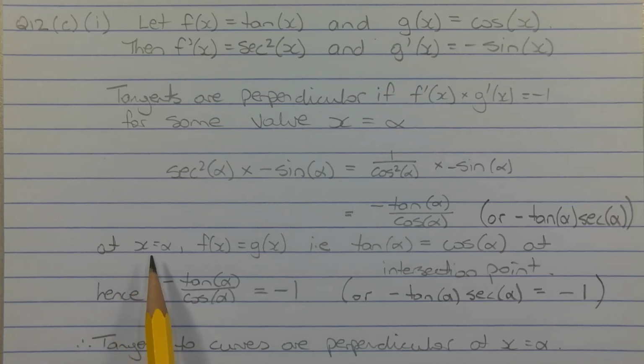Now, at x equals alpha, f of x equals g of x. That's the point of intersection of the two curves. In other words, tan alpha equals cos alpha at the intersection point. Hence, negative tan alpha over cos alpha equals negative 1, or we could say negative tan alpha times sec alpha is equal to negative 1. Therefore, the tangents to the curves are perpendicular at x equals alpha.